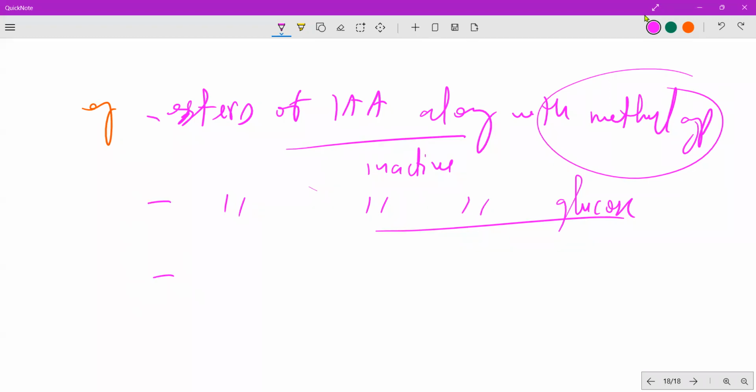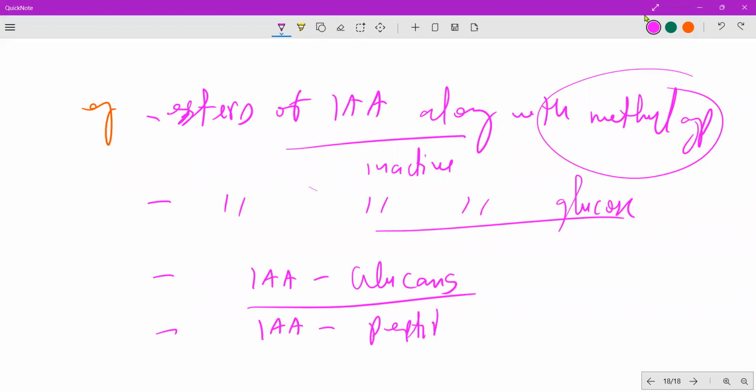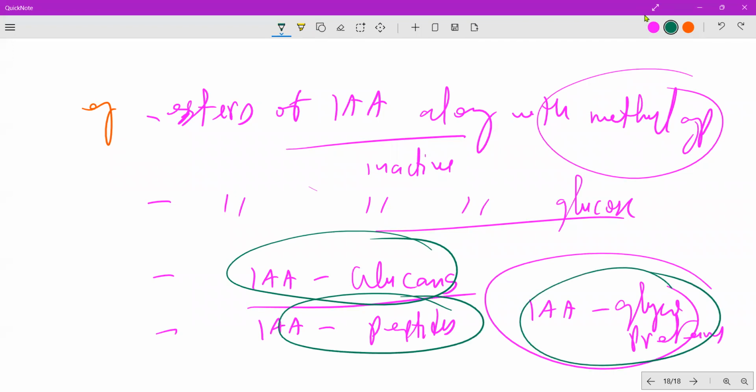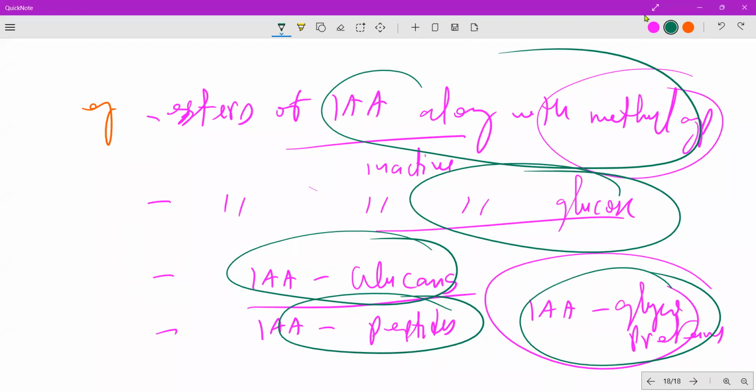Similarly, we have compounds which are called IAA glucans. This is also a conjugated form of auxin. Similarly, we have IAA peptides. Similarly, we have IAA glycoproteins. क्या ये सारे? All these are what? IAA glucans, IAA peptides, IAA glycoproteins. We have esters of IAA along with methyl group, along with glucose. All these are the inactive forms of auxins. All these are the conjugated forms of auxins.